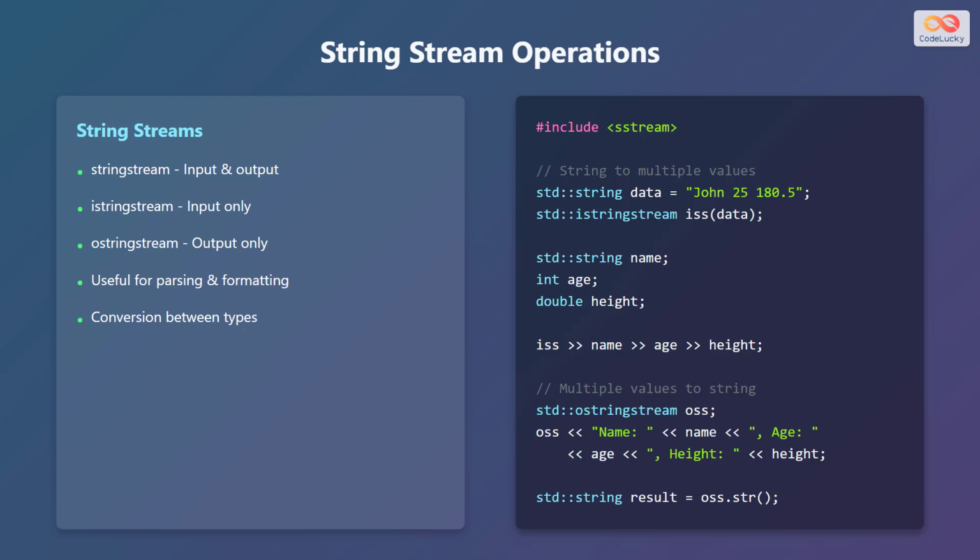We have a string data containing multiple values separated by spaces. We create an istringstream named iss from the data string. We declare a string variable named name, an integer variable named age, and a double variable named height. We extract the values from the istringstream into the respective variables using the extraction operator. Next, we create an ostringstream named oss. We insert the labels and variables into the ostringstream using the insertion operator. Finally, we extract the resulting string from the ostringstream using the str method and store it in the result variable.